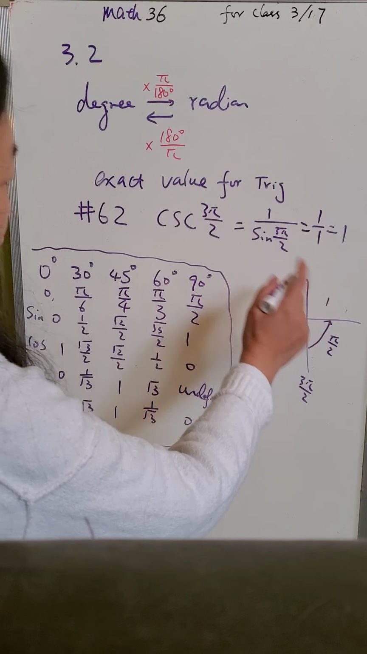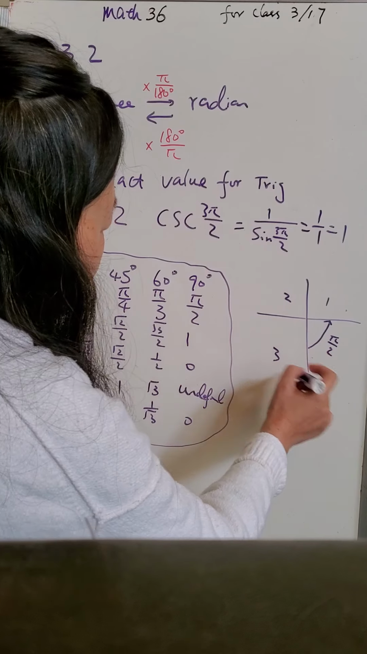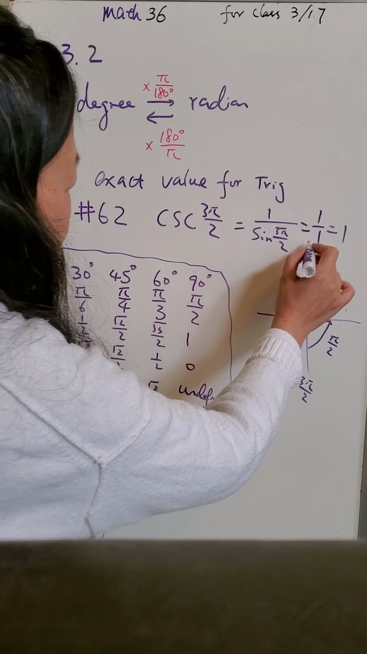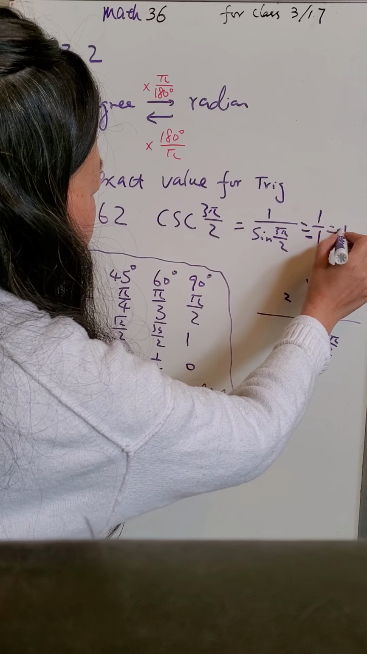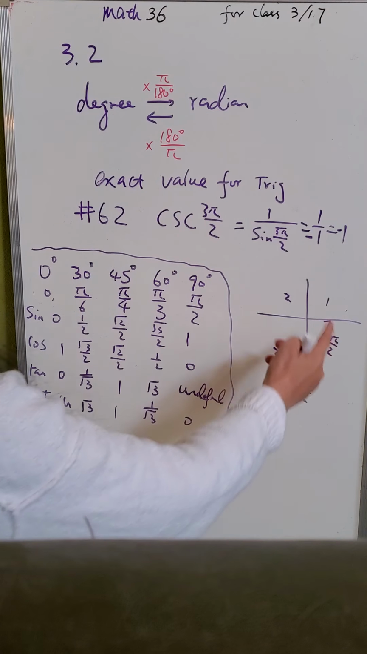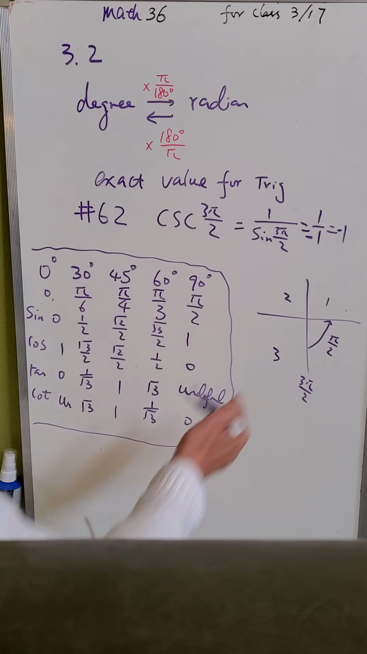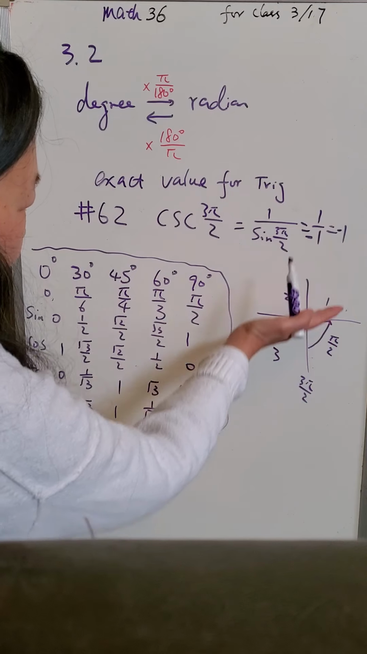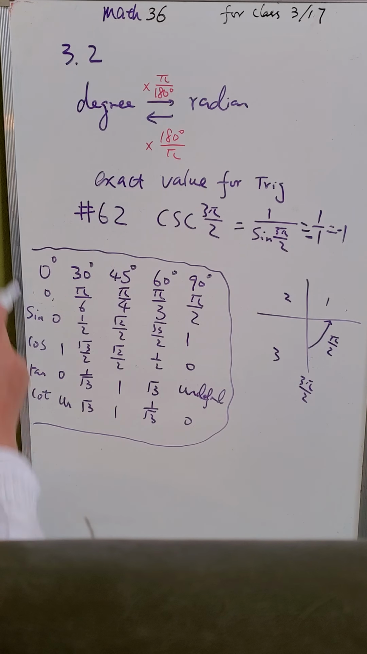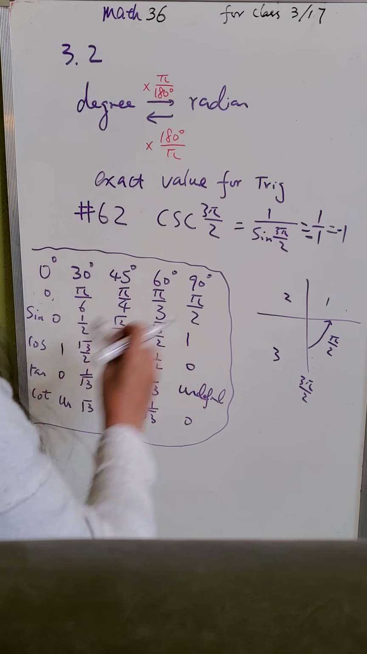Oh, I forgot the negative sign, sorry. Sine of 3 pi over 2 is -1, so this is -1. Sorry about that, I forgot the sign, because sine is negative here and positive here. So that's for 16(2). And let's look at 16(4).